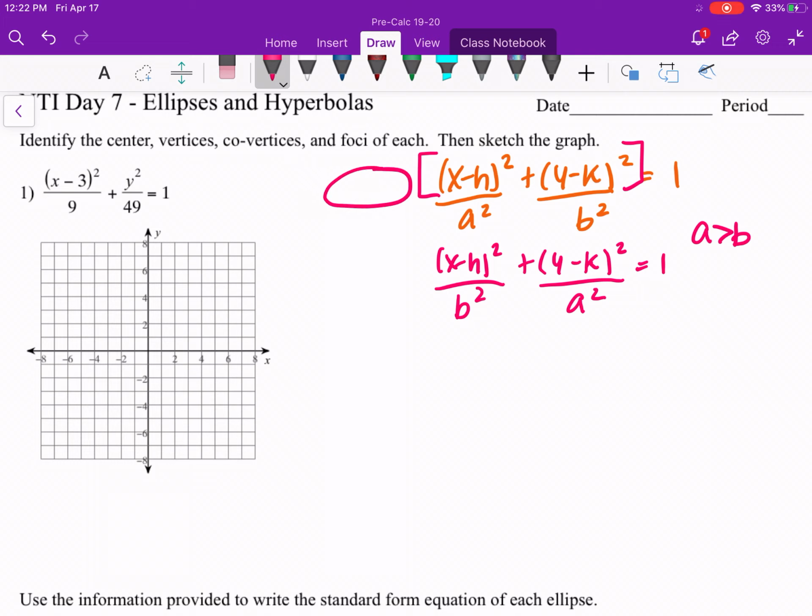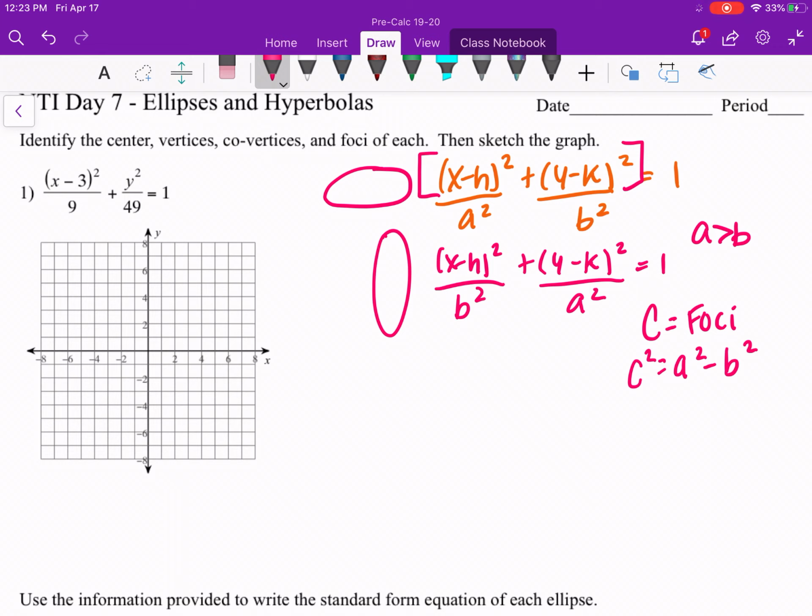And then when A, the bigger number, is under Y, Y is vertical distance because Y is the vertical axis. That just means that the ellipse is going to be taller than it is wide, so it's going to look more like a vertically oriented ellipse. That's basically what A and B do. Remember, A is the distance to the vertices, B is the distance to the co-vertices, and C is the distance to the foci, and then C squared equals A squared minus B squared for ellipses.